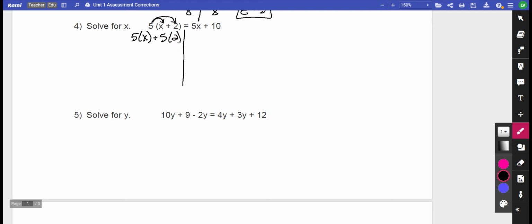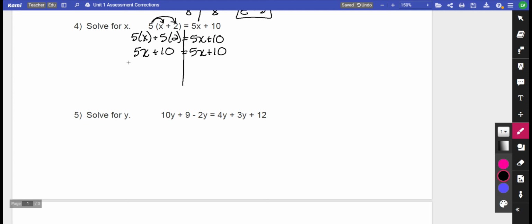I'm going to simplify that until I can't anymore, then I'll worry about the right side. This becomes 5x plus 10. Now I'm going to rewrite the right side the number of times that it takes to match up with my left side. So I wrote it one time, that's not enough, I have to rewrite it again. Now some of you have realized that 5x plus 10 equals 5x plus 10 is the same exact thing. So the answer would be infinitely many solutions.